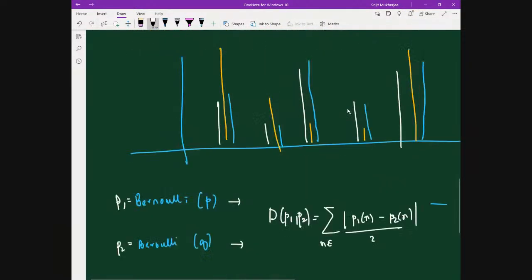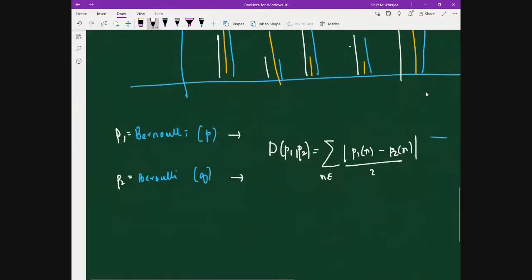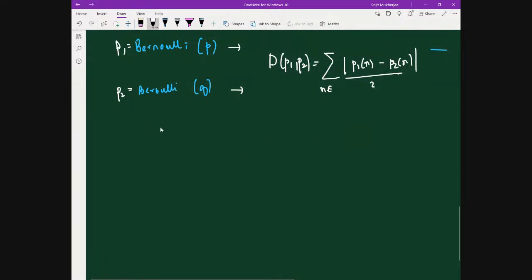Let's apply this concept over here. So in fact, this is the distance. If we define it like this, what will we get? Tell me the distance between two Bernoullis, P and Q. Sir, it can be mod of P minus Q plus mod of 1 minus P minus 1 minus Q, divided by 2. Okay, so you understand that P1 and P2 are 0 for values other than 1 and 0.